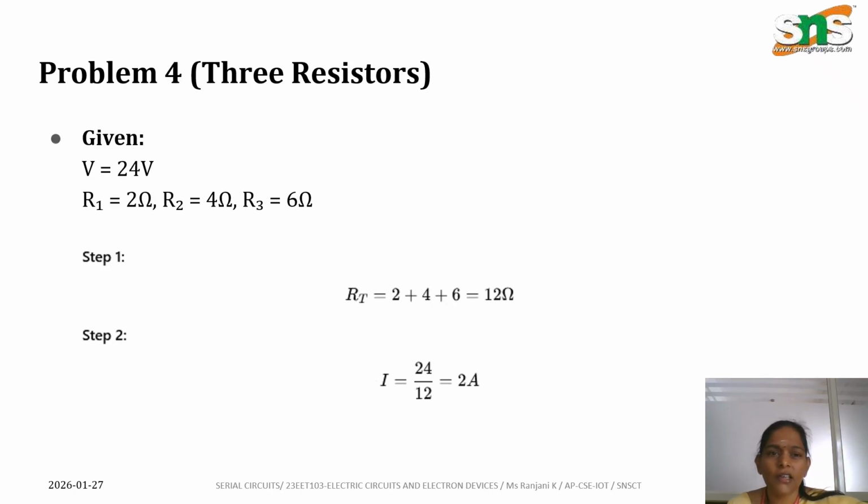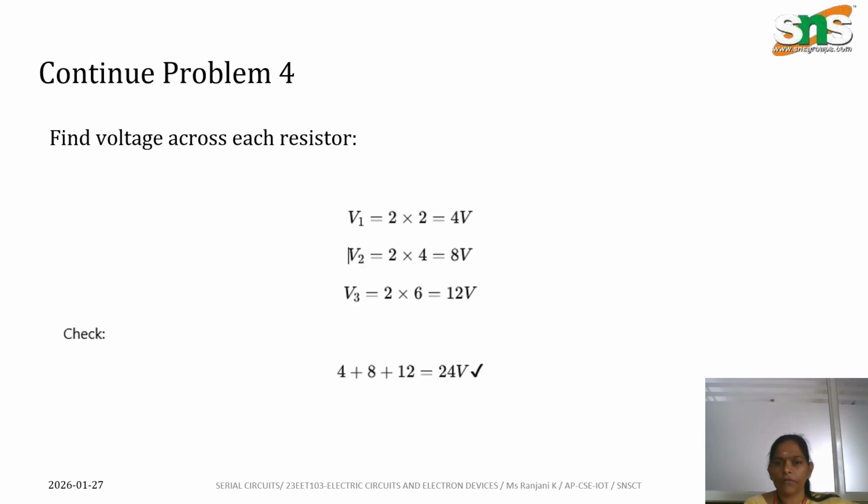And next, let us see the problem with 3 resistances. Here the given terminal voltage is 24 volt, with one resistor value 2 ohm, another resistor value 4 ohm, and another one 6 ohm. So step 1 is to find the total resistance, that is 2 plus 4 plus 6, which is equal to 12 ohm. And step 2 is I equal to V by R. So the total voltage given is 24 volt and R is 12, so that is 2 amps. So based on that, V1, V2, V3 can be calculated, and we find the voltage across each resistor.